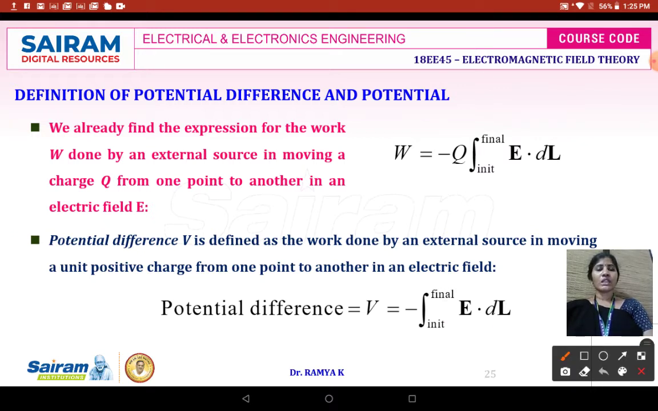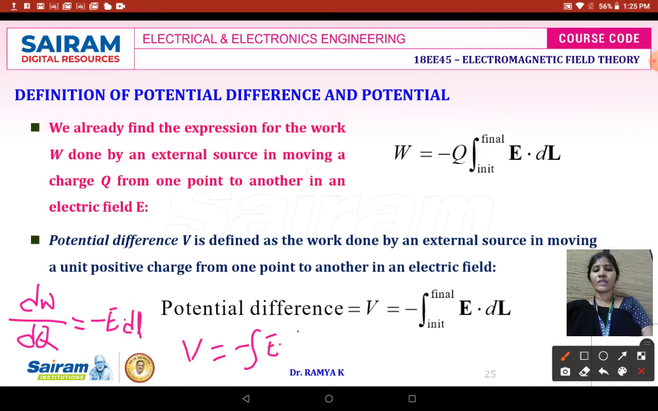Why? Because the differential amount of work done in moving a unit positive test charge by applying an external force is going to be your electric potential. From this we can write V is equal to the integration between the limits, initial value to final value, of E dot dl. This is going to be your Maxwell's second equation in electrostatics.